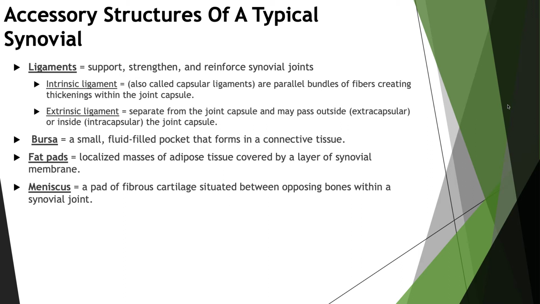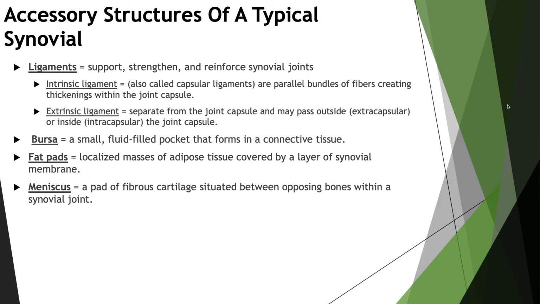You also have extrinsic ligaments, which separate from the joint capsule and may pass outside, extracapsular, or inside, intracapsular, the joint capsule. You have a bursa, which is a small fluid-filled pocket that forms a connective tissue and contains synovial fluid and is lined by a synovial membrane. Bursae often form where a tendon or a ligament rubs against another tissue, and these are located around most synovial joints. Bursae reduce friction and act as shock absorbers.